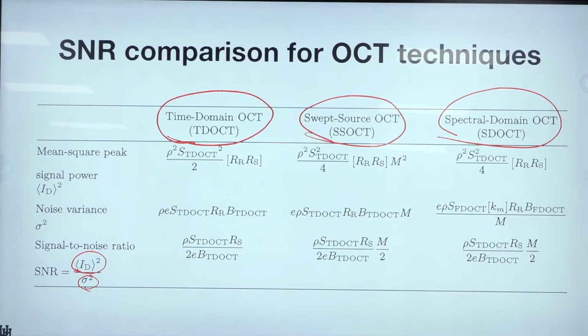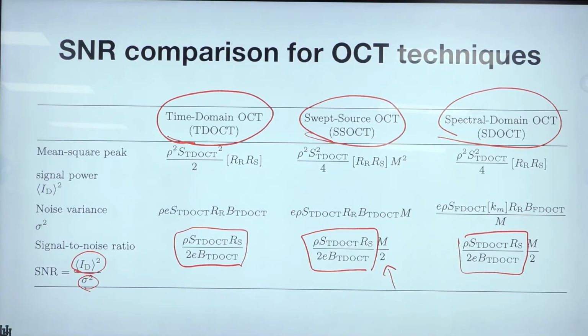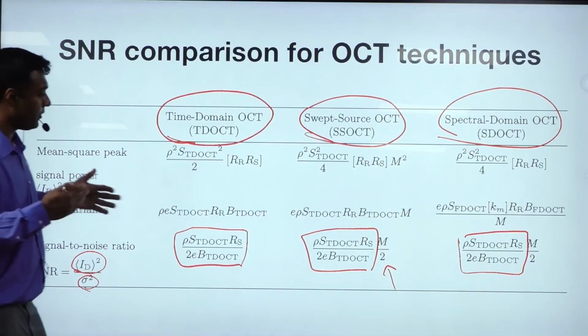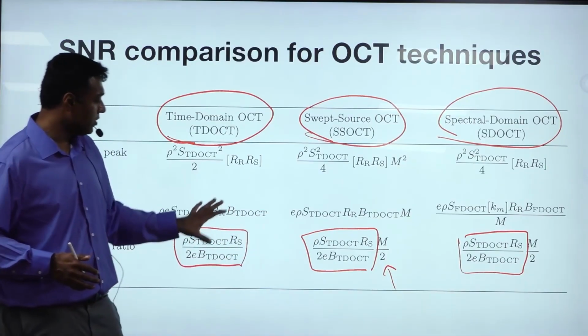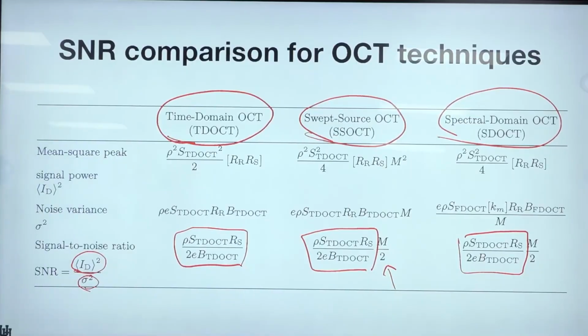You find that if you look at time domain OCT versus spectral domain and swept source OCT, there is a factor of M divided by 2. M is the number of detector elements inside your spectrometer. Compared to time domain, spectral domain is better in signal to noise ratio by a factor of M by 2. Same thing for swept source. So spectral domain and swept source have identical signal to noise ratio. You can build either one of those and both will work equally well. But compared to time domain, this is much better.